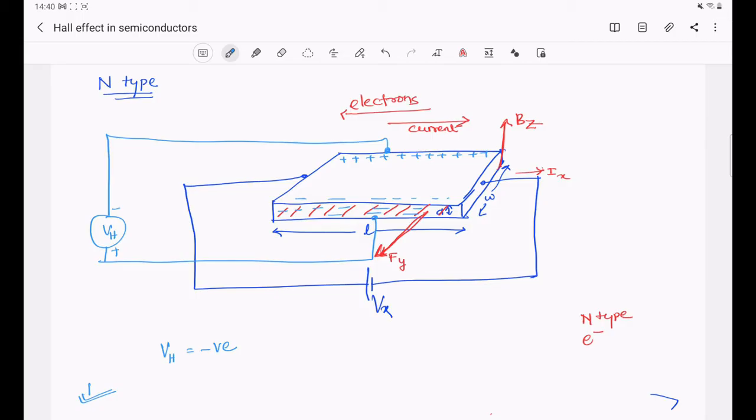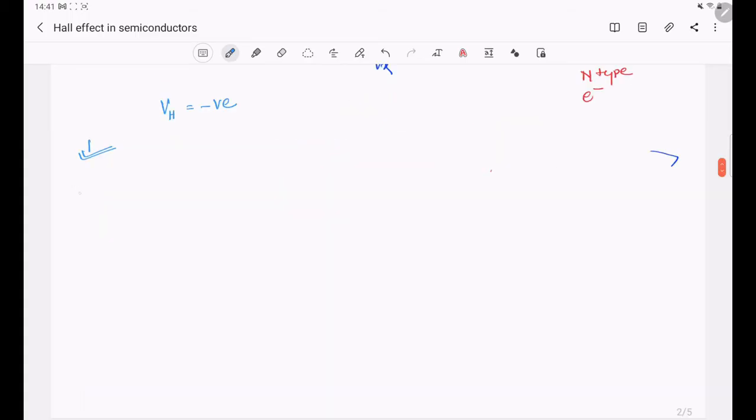So, given a semiconductor, if you do not know what type of semiconductor it is, then you can determine its type by finding out the sign of the Hall voltage. If it is negative, then you can say it is an n-type semiconductor, and if it is positive, you can say it is a p-type semiconductor. Now, I will explain the second application, that means we can find out the majority charge carrier concentration.